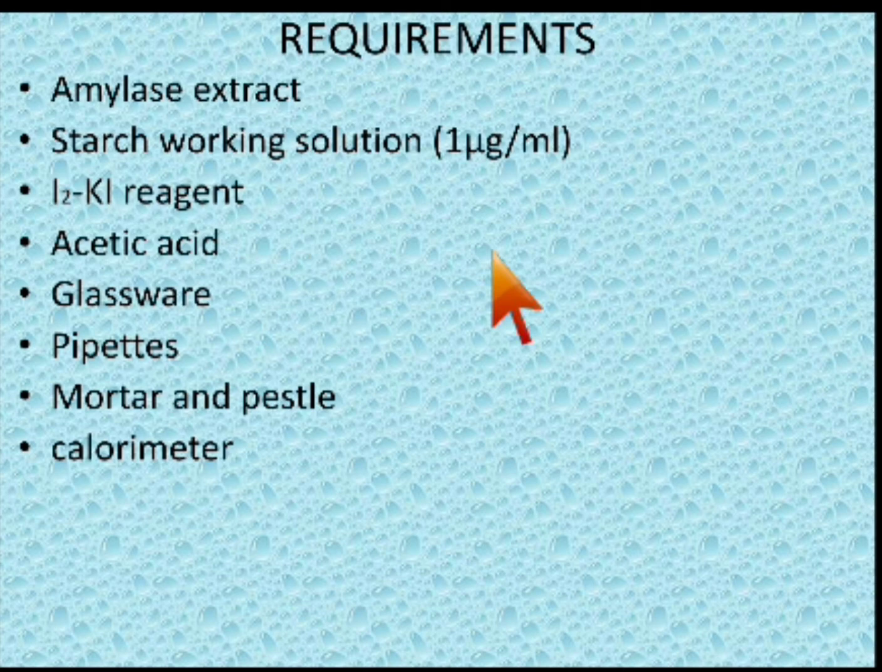This acetic acid is required in order to stop the reaction. Okay, after you add the amylase enzyme and the reaction has occurred, we will stop the reaction by adding acetic acid. Then we will also require other things such as pipettes, glassware, a mortar and pestle for making the amylase extract, and also a colorimeter for measuring the absorbance of the solution.